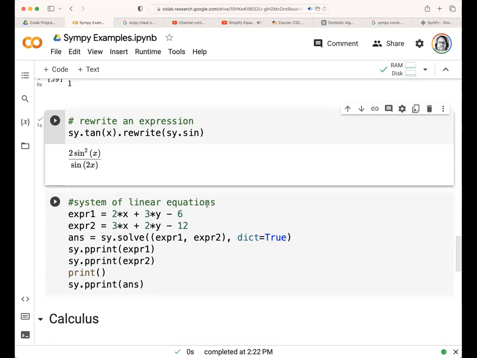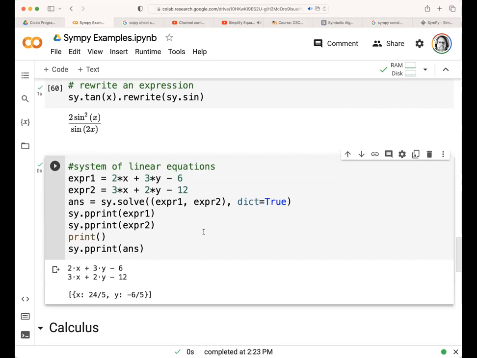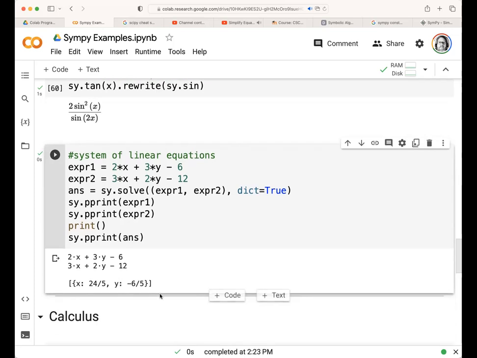We can solve systems of linear equations. Here we have expression 1, 2x plus 3y minus 6, and expression 2, 3x plus 2y minus 12. I can use this sy.solve of the two expressions. I'm not sure why I want the dictionary to be true, but I do, and it works. I'm then going to print out the expressions and then the answer. I guess that's putting it in the form of a dictionary. So in this system, x would be 24 divided by 5, and y would be -6 divided by 5.